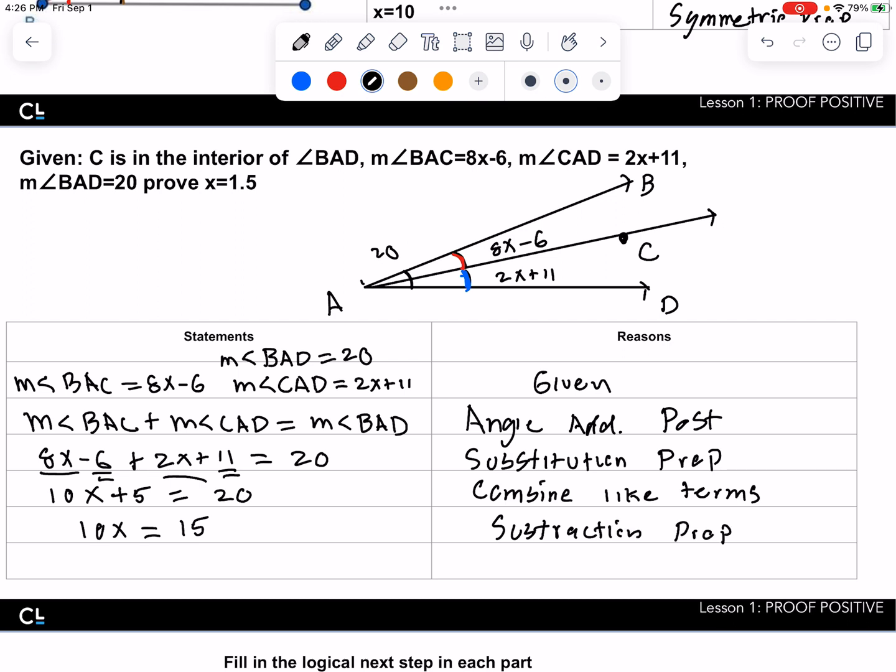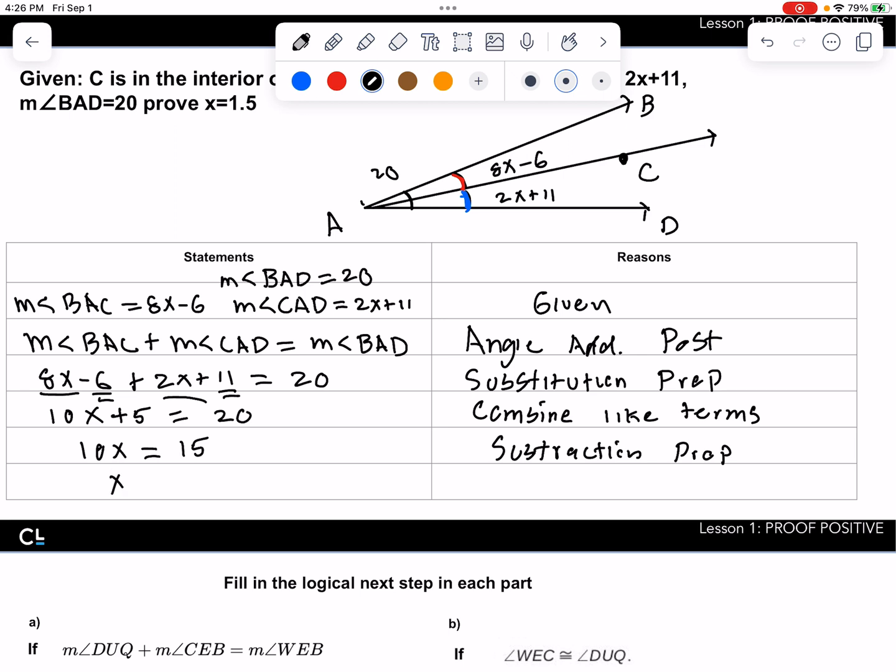After you subtract, I just need to get rid of the 10, so I'm going to divide. 15 divided by 10, well, it doesn't go evenly. If you put it in the calculator, it's going to tell you 1.5. That's the division property.